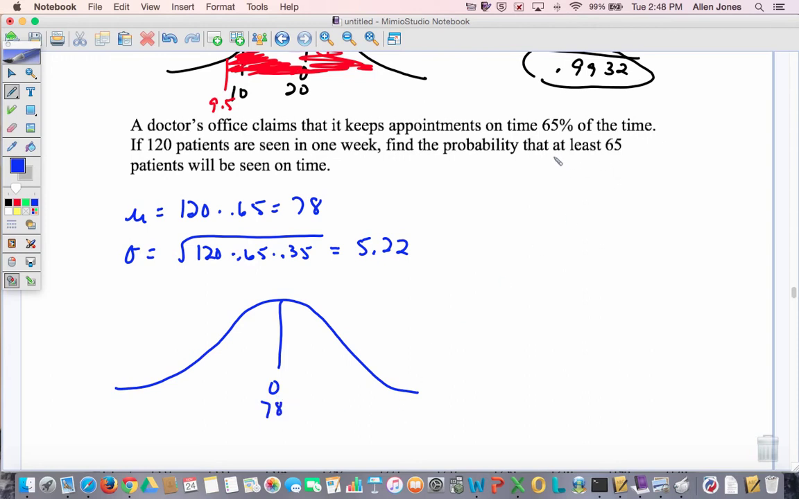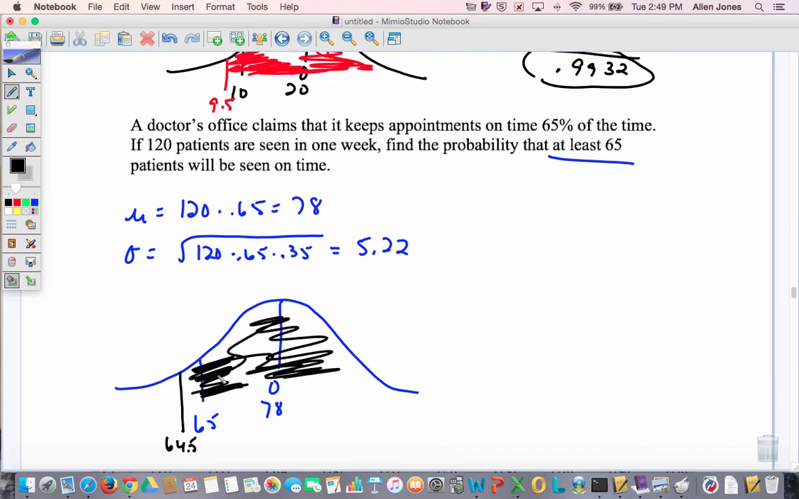So if we go to our curve here and put our information in, we have a mean of 78 in the middle. It says at least 65, so 65 is below 78. At least 65, 65 is at least 65, so that needs to be included in my shaded area, which means I would go to 64.5 and shade above. At least means that or more. So I'm going to shade on the right hand side. 65 needs to be included, hence the 64.5 is our correction for continuity.